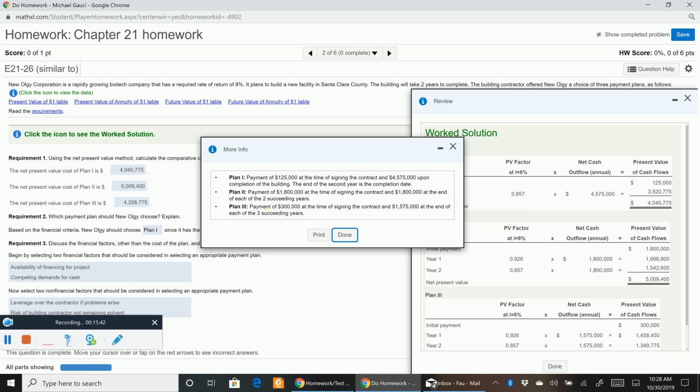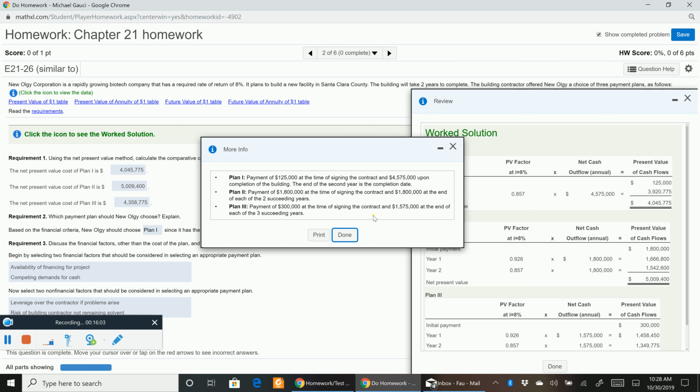Or Plan 3, we can make a down payment today of $300,000 and we will pay $1.575 million at the end of each of the next 3 years. So Plan 3 is actually stringing it out for 3 years. So how do we choose? These numbers are completely different.